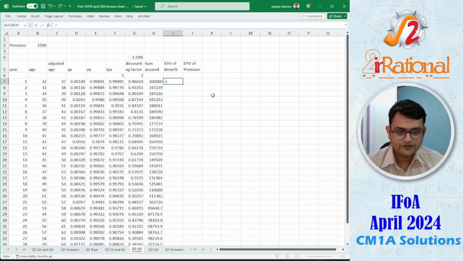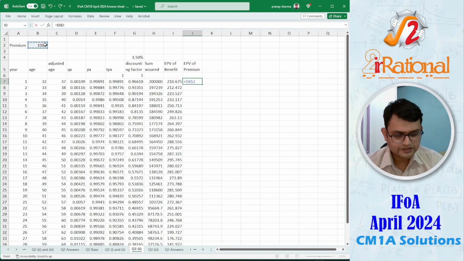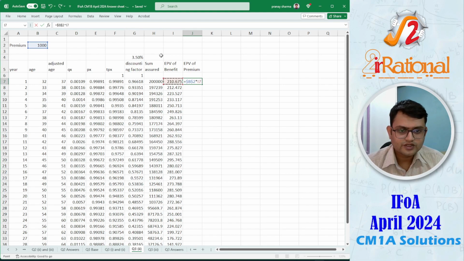Expected present value of benefit is the sum assured, 200,000, times the discounting factor times the probability that the person was alive in the previous year and died in this year. A premium is going to start in arrears, that means at the end of the first year. So it equals this premium, which I'll fix, times the discounting factor times the probability that the person has survived to the end of the year.